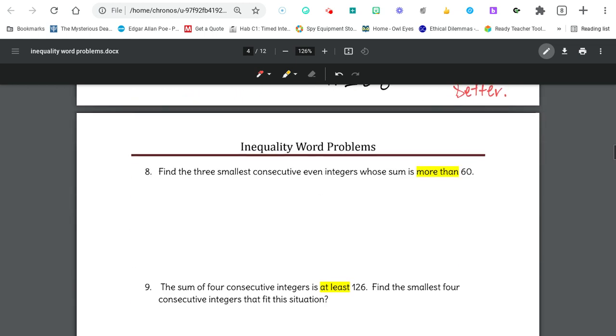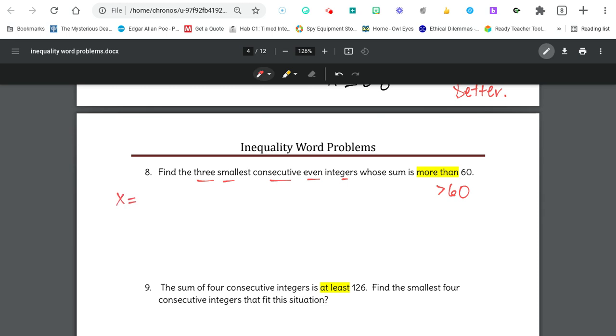All right, let's go and look at number 8. Find the 3 smallest consecutive even integers whose sum is more than 60. "More than" doesn't have "no" in front of it, so just put greater than 60. Had it had "no" in front of it, "no more than" would have been less than or equal to. Okay, but I need 3 consecutive even.